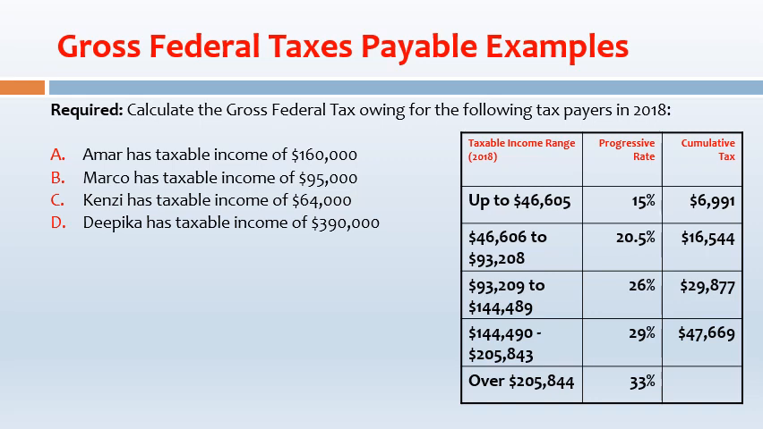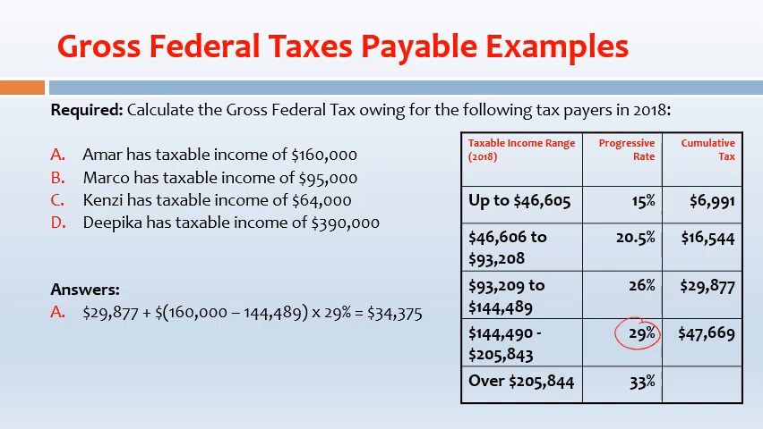We've got Amar, Marco, Kenzie, and Deepika with taxable incomes of $160,000, $95,000, $64,000, and $390,000 respectively. So our first example here, we'll take a look at Amar. We know that Amar is making $160,000. So his marginal rate is here in this fourth bracket of 29%.